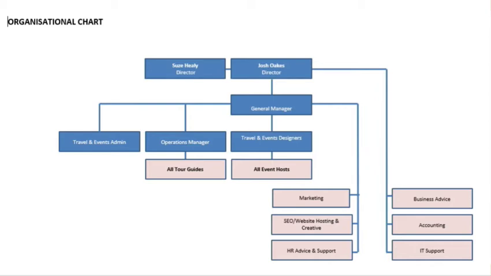Next, an organizational chart, really, really valuable for any interested party, any potential buyer to see when they walk in. It's just going to give them that extra peace of mind. So here's an example of what mine looked like. We obviously had myself and my wife, the two directors. We had a general manager under us. We then had a number of travel and events designers. We had a number of event hosts that reported to our travel and event designers. We had an operations manager who reported to our general manager. We had a range of tour guides who reported to our office manager.